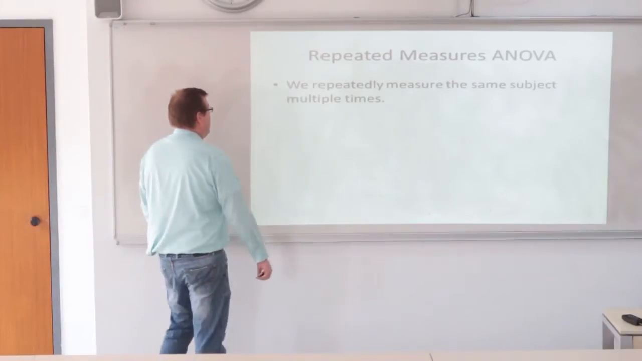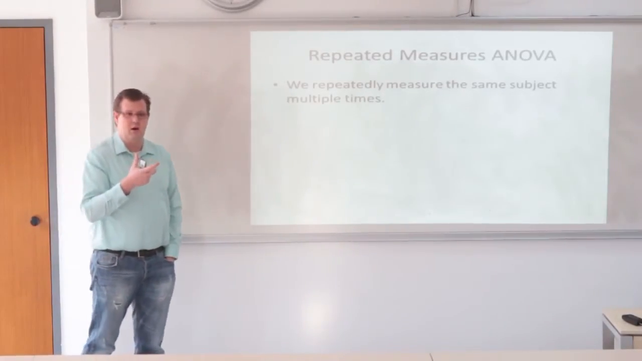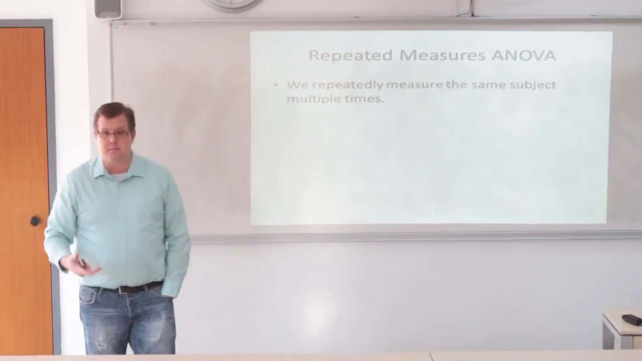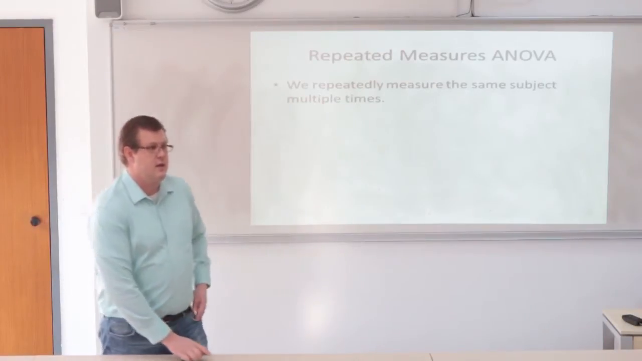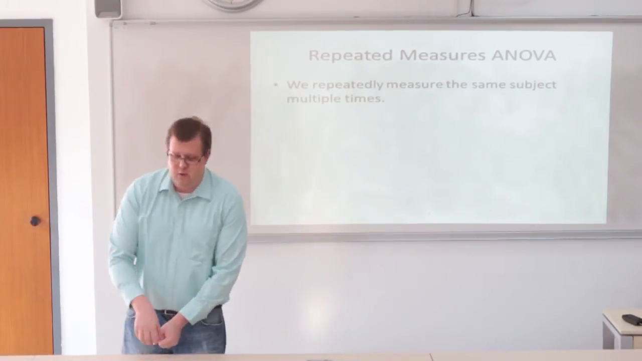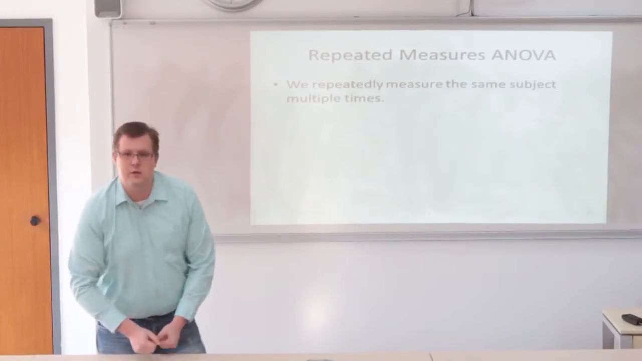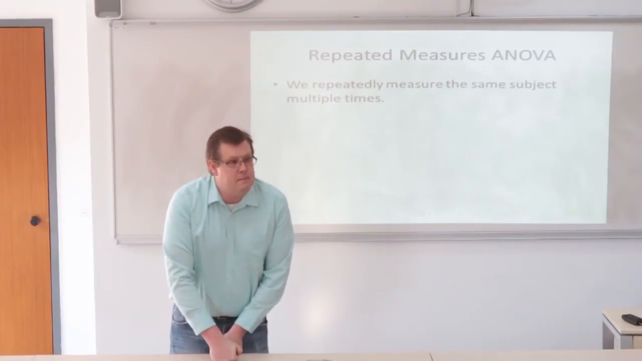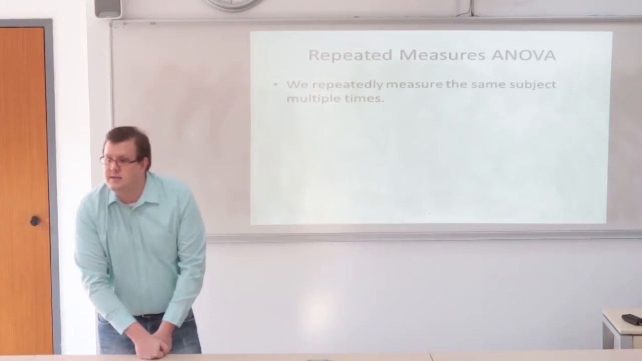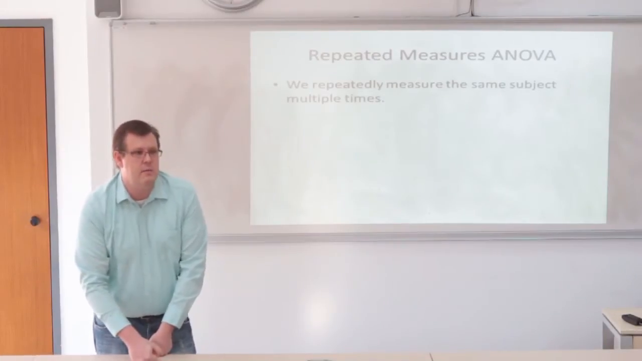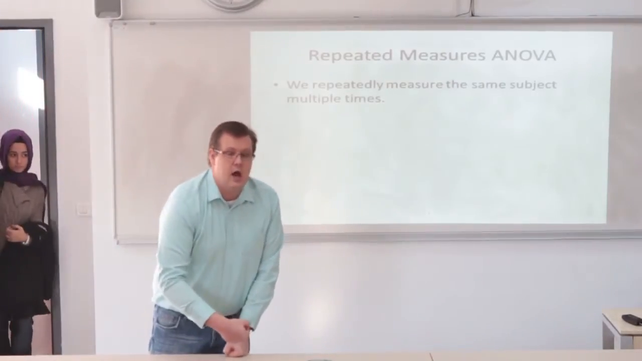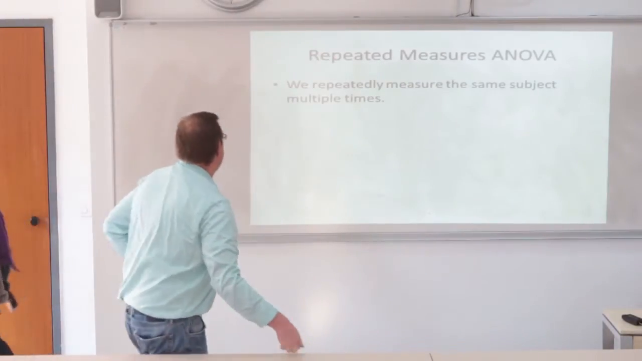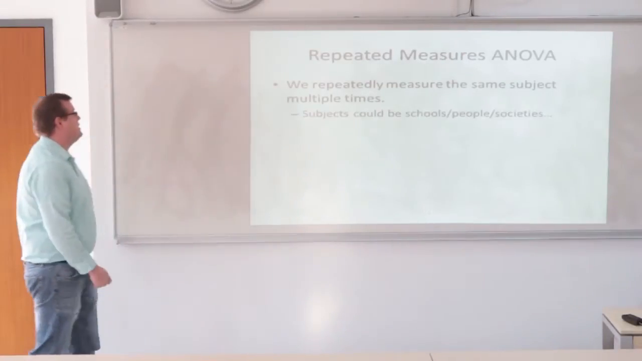In repeated measures ANOVA, we call it repeated measures because we are repeatedly measuring the same subject multiple times. Previously, we had one subject for one encoding time and one cue type, and then we had a different subject for a different encoding time and a different cue type, right? With the repeated measures ANOVA, you're going to have one subject for one cue type and one encoding time, and you'll have that same subject again for a different cue and a different encoding time. So basically, you are repeatedly measuring the same subject.